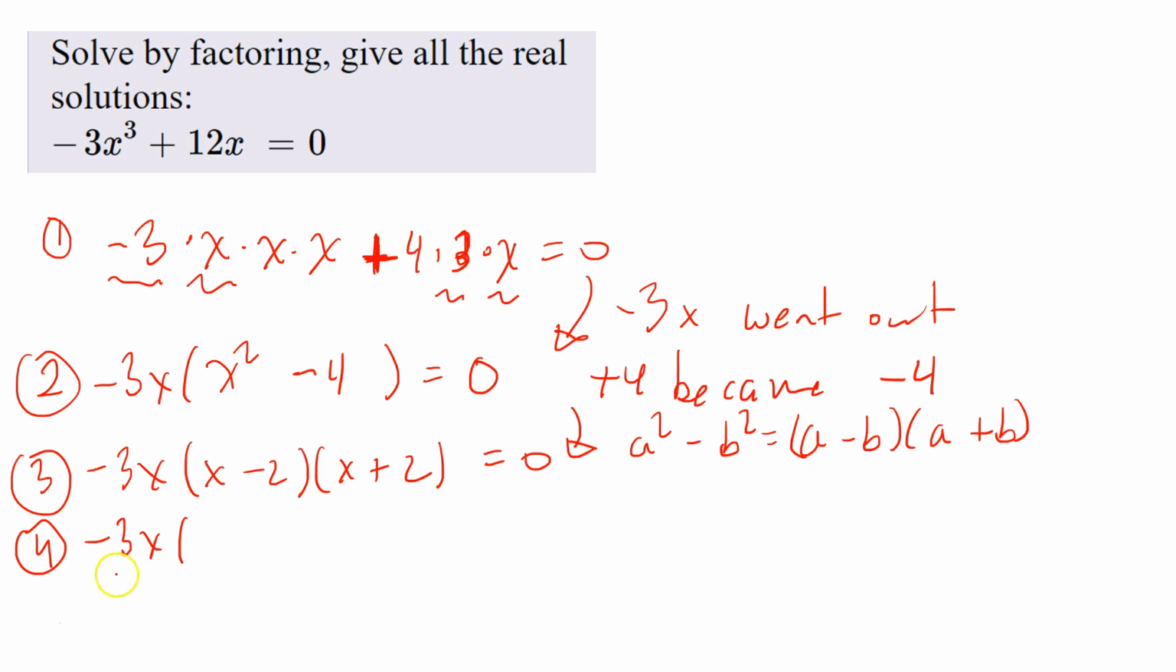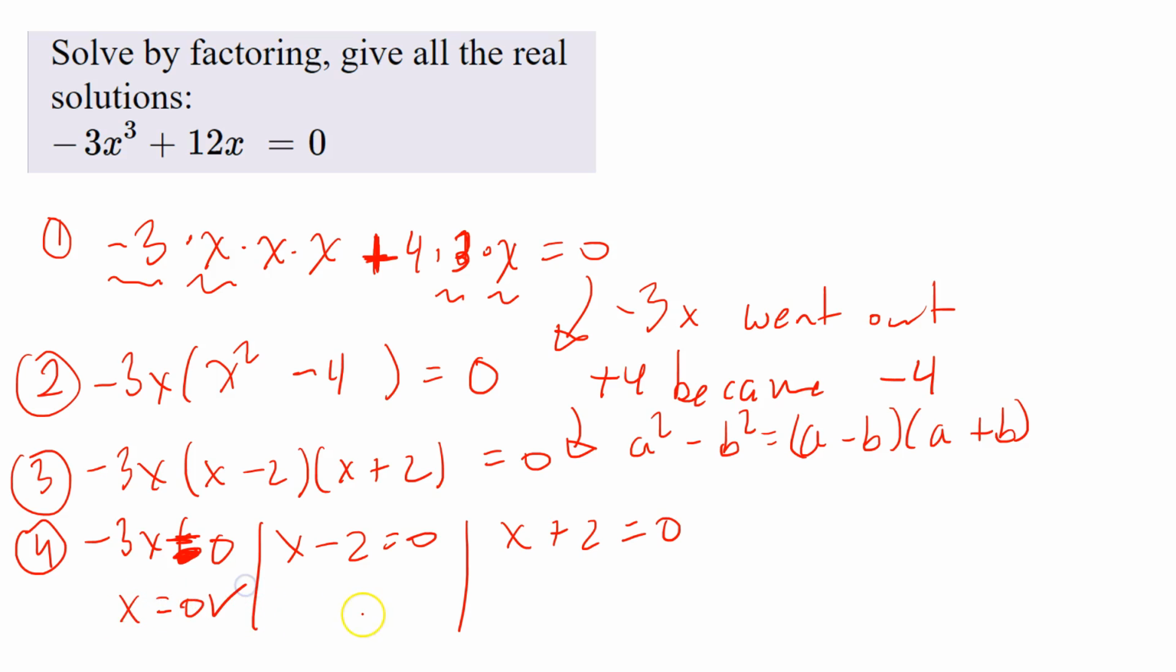You're going to set that equal to 0. Negative 3x is one of the factors, so you're going to set that equal to 0, okay? Like that. You take negative 3x, set equal to 0. You take x minus 2, set equal to 0. And you take x plus 2, and you set that equal to 0. Now, from negative 3x equals 0, you divide both sides by negative 3. That's going to tell you x equals 0 is one value.